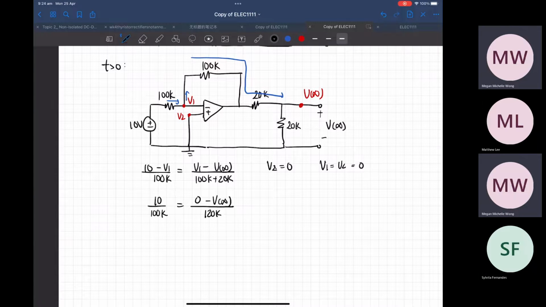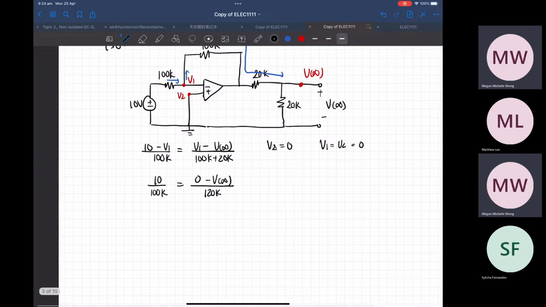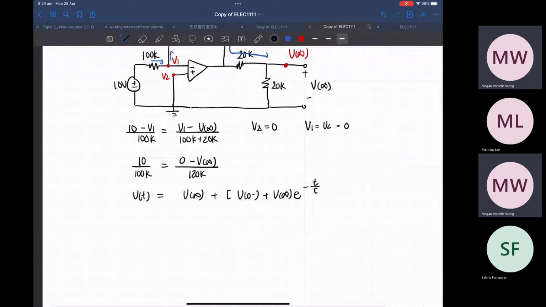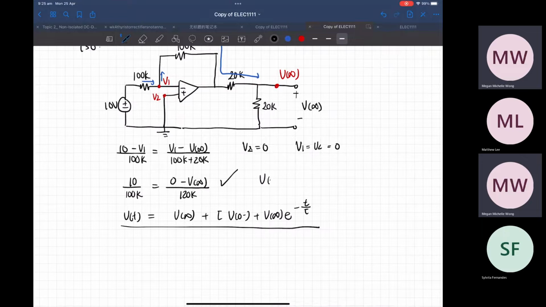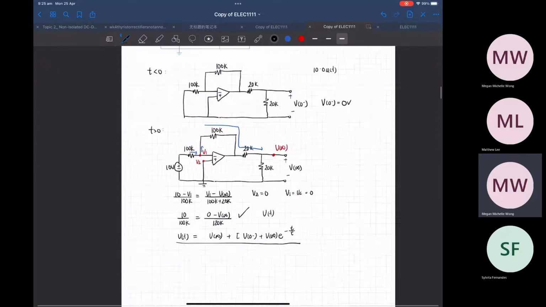And then you solve for that, and then you put in the equation of the VT of the capacitor, which I think was V infinity plus V0 minus V infinity e to the minus t over tau. Yeah, something like that. I don't think you really need to do this, to be honest. I think you just need this equation to find VT, and that's it. Okay, cool.